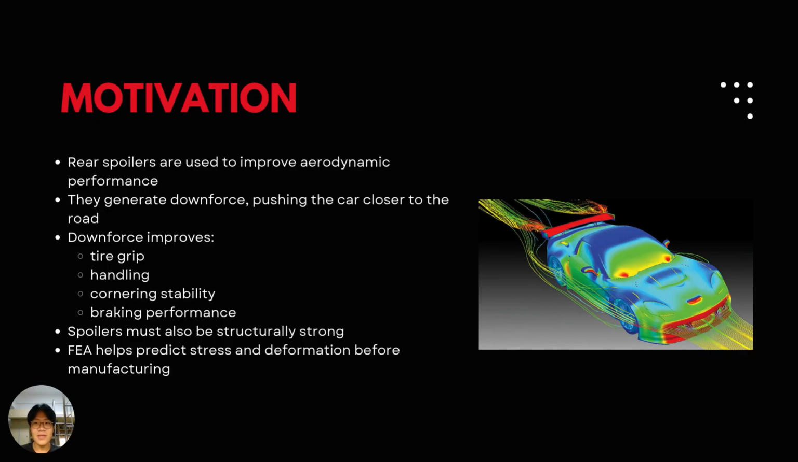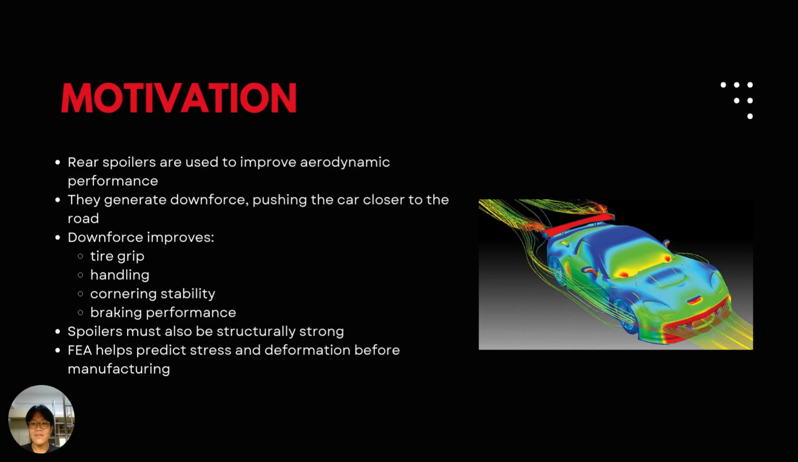So first, let's begin with the motivation behind this study. Rear spoilers are not only for appearance. In automotive design, they are used to improve aerodynamic performance, especially at high speed. A spoiler works by generating downforce, which pushes the car closer to the road. This increases the tire grip, improves cornering, and helps braking stability. So even though the spoiler looks simple, it plays an important role in vehicle performance.